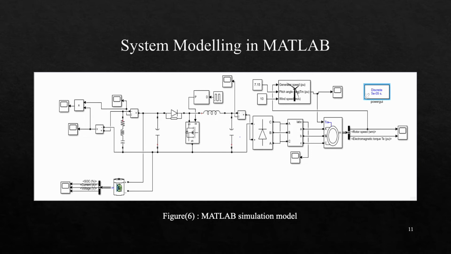System modeling in MATLAB. From the simulated circuit, we can see that a mechanical torque is produced by the wind turbine at a certain pitch angle and certain wind speed. This mechanical torque is later converted to electrical supply by the induction generator. Generally, the telecommunication load works on a stable DC supply, so we need a stable DC supply. After that, the electrical power produced by the induction generator is converted to DC supply with the use of a rectifier. But the rectifier produces an unstable DC supply.